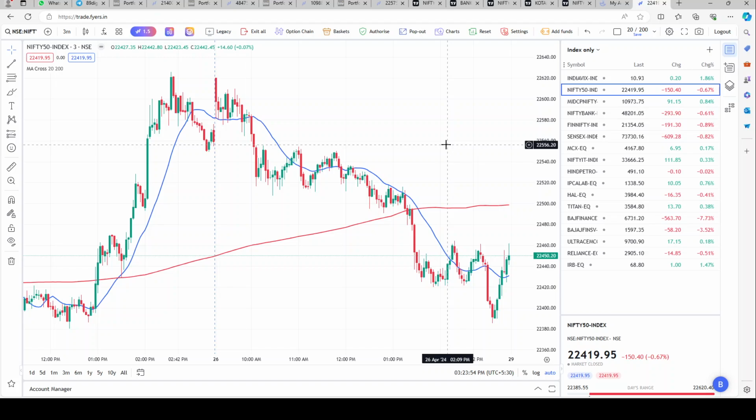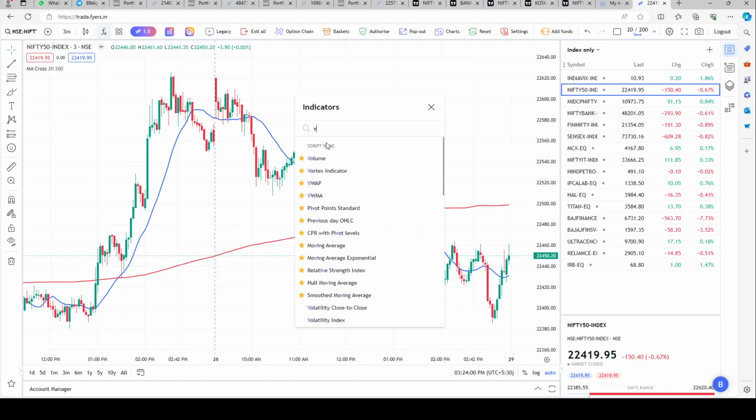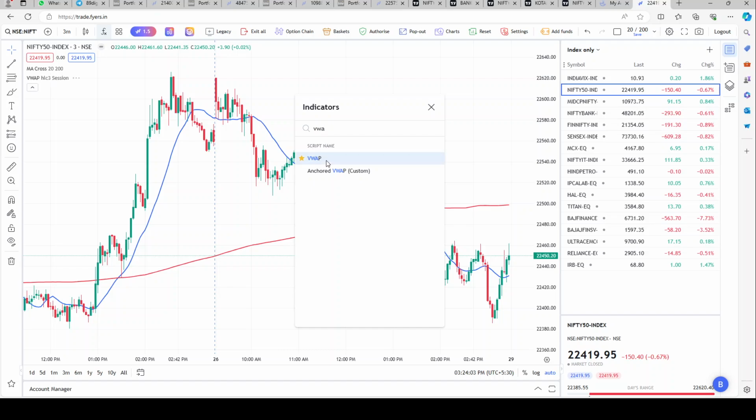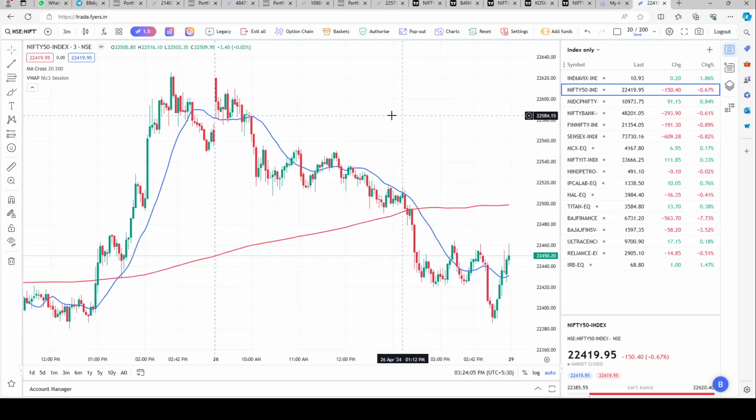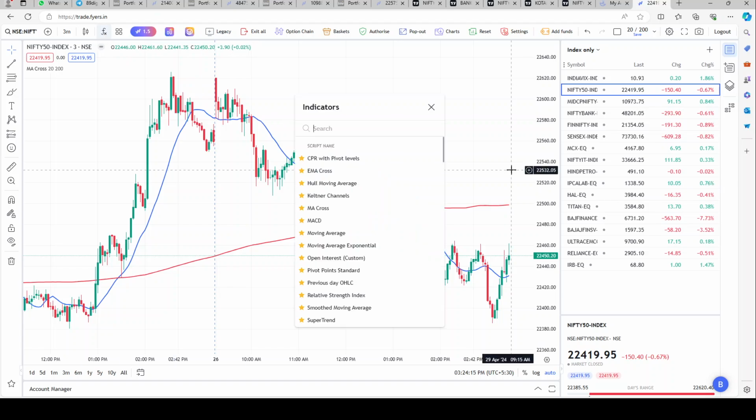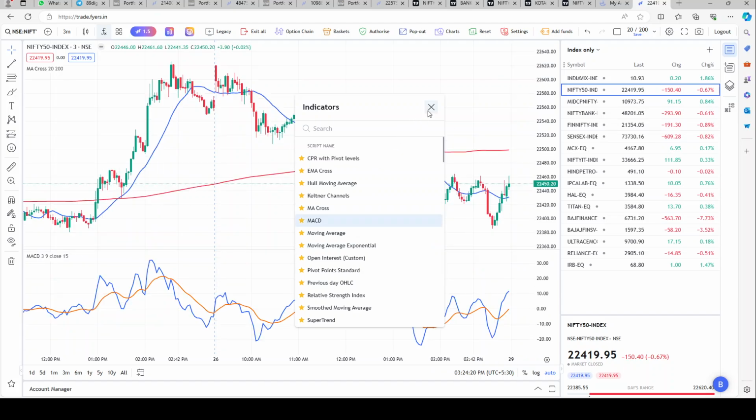All right. Some people, or someone like me, may want to additionally use something like a VWAP. But VWAP will not work on Nifty 50 or Bank Nifty index. For that, you will need to use futures. So let's not get into VWAP. I would additionally use something like an RSI or a MACD. Let me first illustrate on MACD.